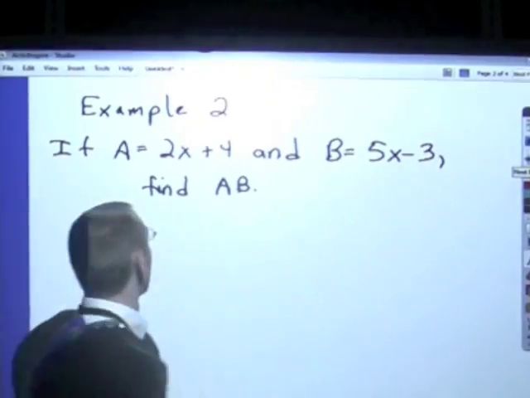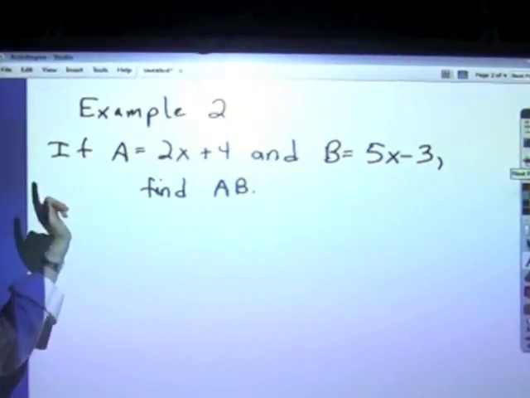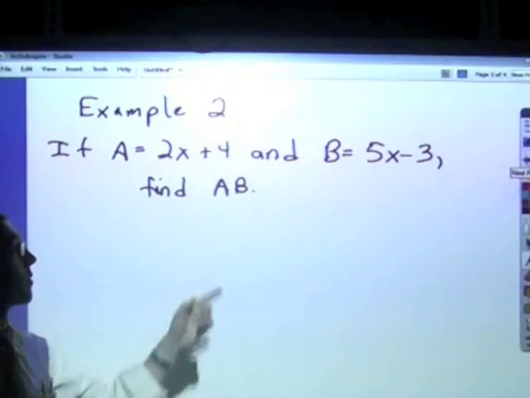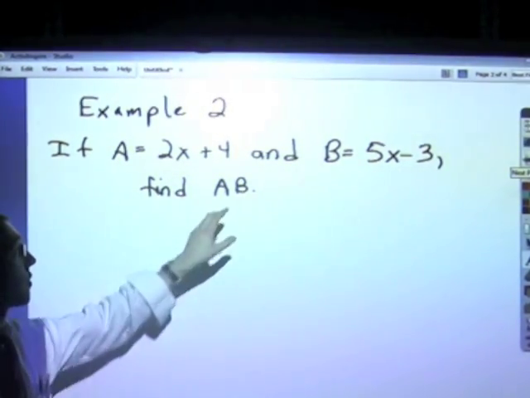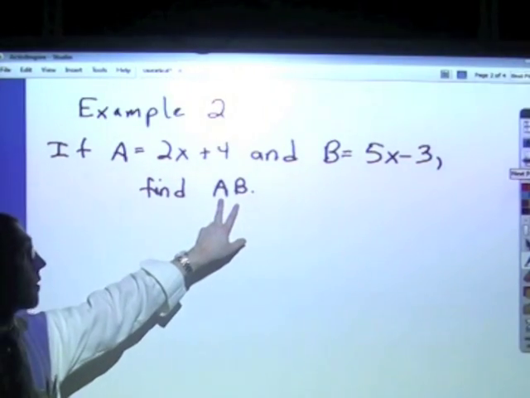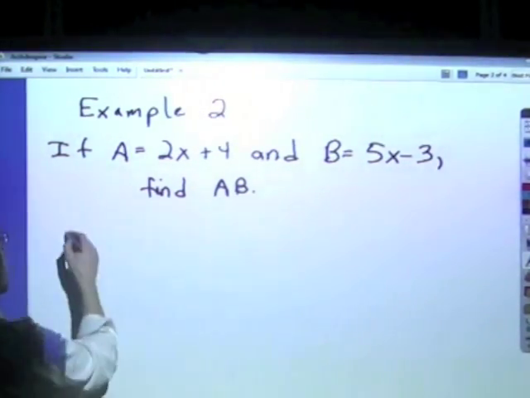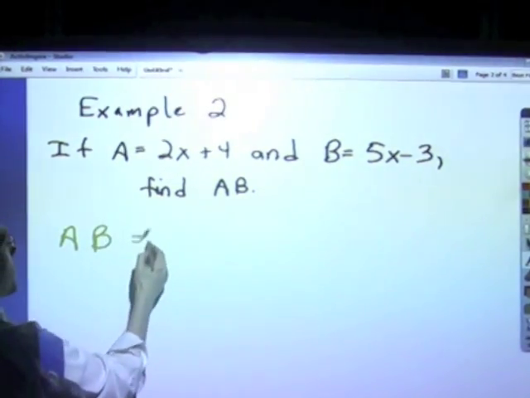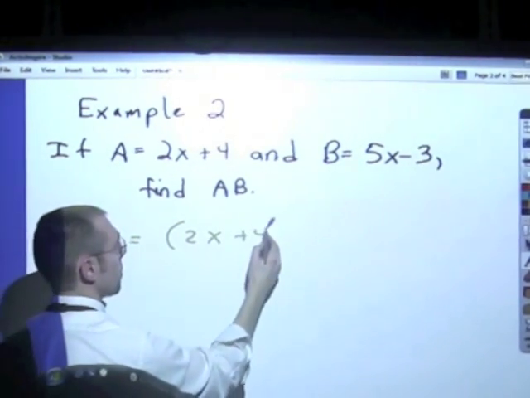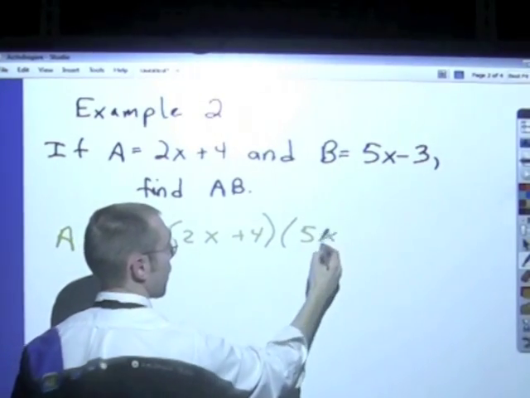There we go. All right, so we have A assigned at 2x plus 4, B equals 5x minus 3, and we want to find AB. Now AB, you could think of that as multiplying the two assigned polynomials together. So that would look like this. AB equals the quantity 2x plus 4 times the quantity 5x minus 3.